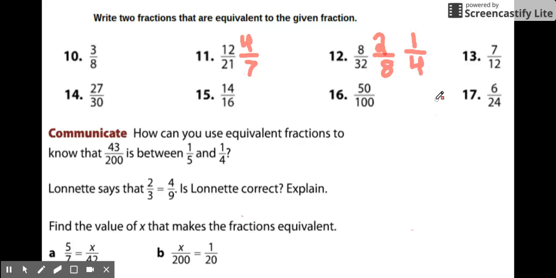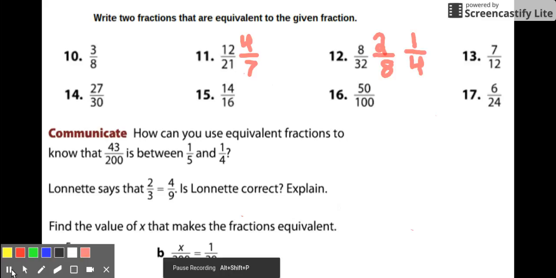This should not be new. Go ahead and pause the video and try to do 10 through 17 on your own. Remember, if you don't want to divide, you can always multiply by 2 and 3 or by 10. Multiplying by 10 is always pretty easy. Go ahead and do 10 through 17 on your own.